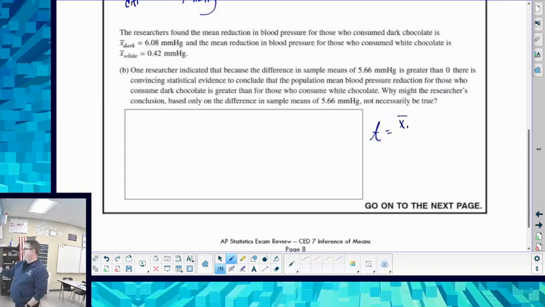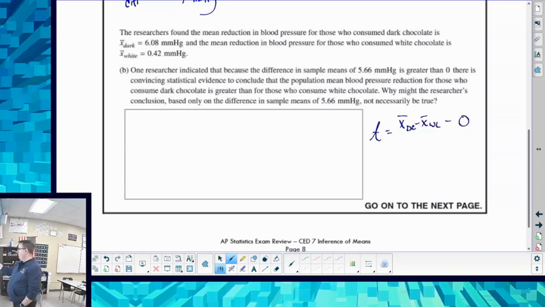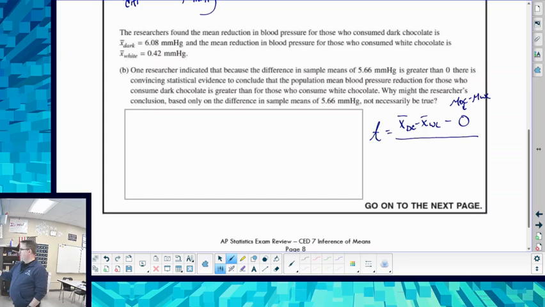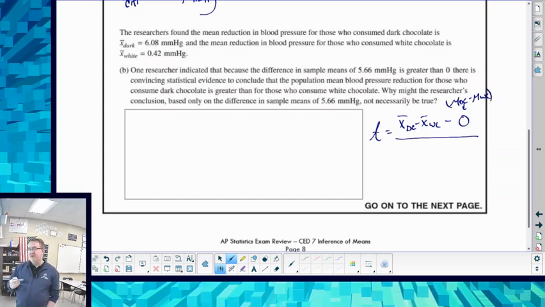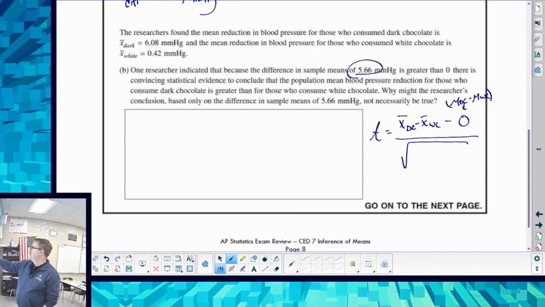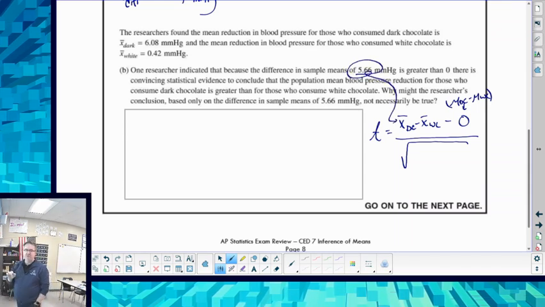So dark chocolate minus white chocolate minus 0. Now again, this is technically the mean of dark chocolate minus the mean of white chocolate, because that's going to be our parameter, right? And then over on the bottom, remember, you need to have a standard deviation to go through and do this. And this is the part which the researcher doesn't do. This 5.66 is just the numerator. They haven't divided it through by any sort of variation.